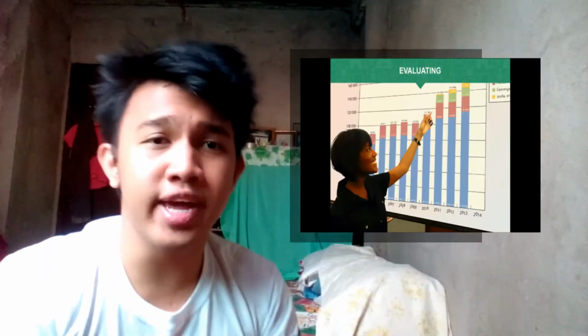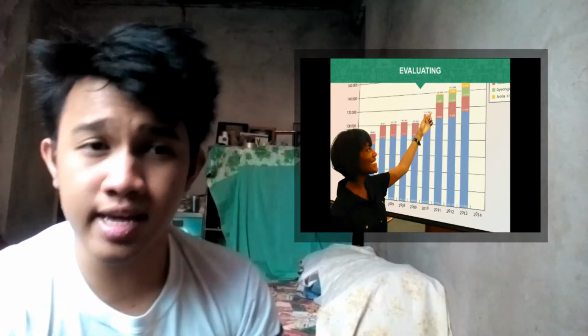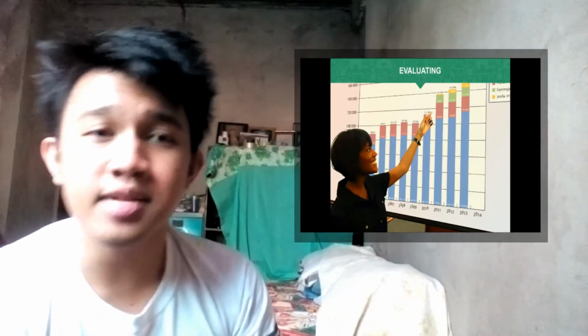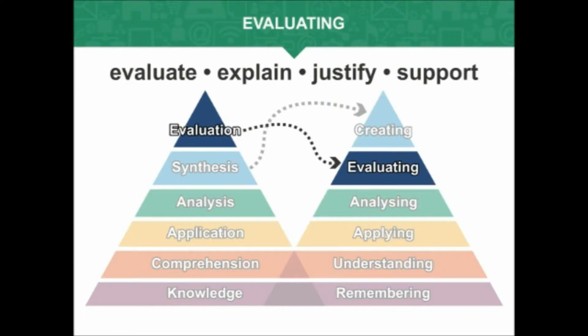Now down to the fifth level, we have evaluate. When we evaluate, we basically make judgments and decisions about the value of something. For example, the learner could create a budget for their coming trip and then explain and justify the budget. And the keywords for these questions are evaluate, explain, justify, and support.